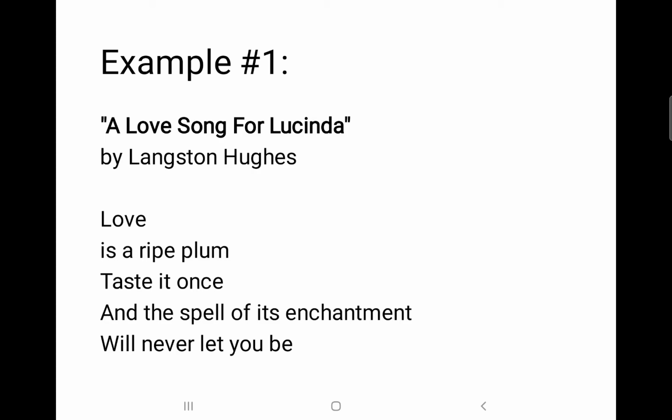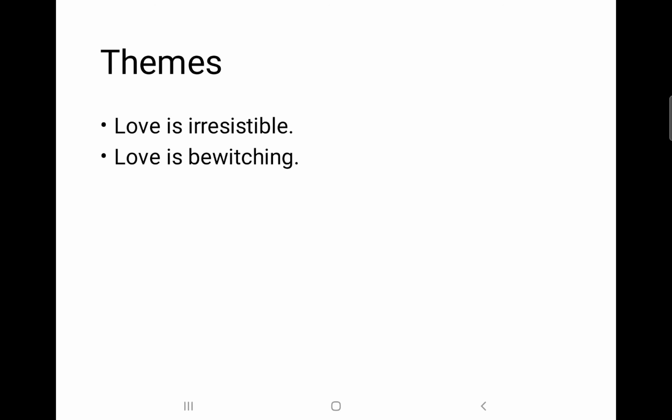Obviously, the general theme is love. However, if we pinpoint it, there are two almost conflicting definitions of love. Love is irresistible and it has a positive connotation to it. But the word enchantment seems to evoke a picture of a witch. So, on one hand, love is also bewitching, and it has a negative connotation that is associated with it. So, love is irresistible, or love is bewitching. These are the themes of one short poetry.